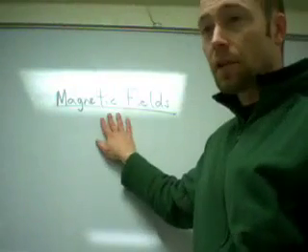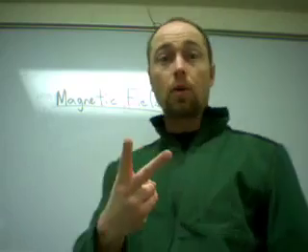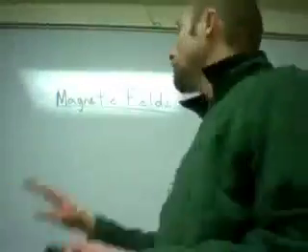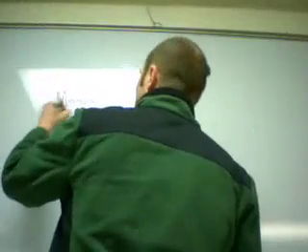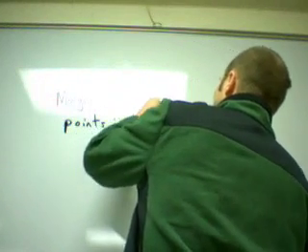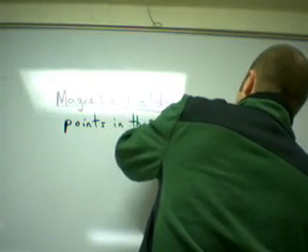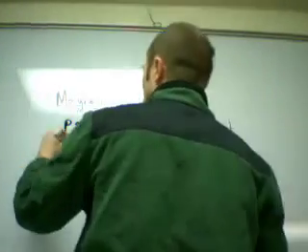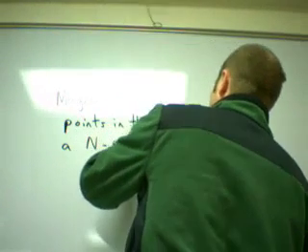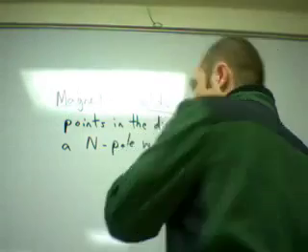With magnetic fields, we have to decide, because there are two different poles, whether it points in the direction that a north pole moves or a south pole. Since we all live in the northern hemisphere, it's going to be the direction of a north pole. So the magnetic field points in the direction that a north pole would move.